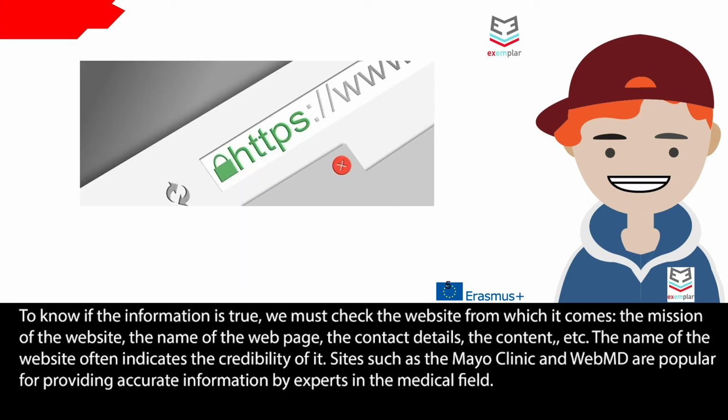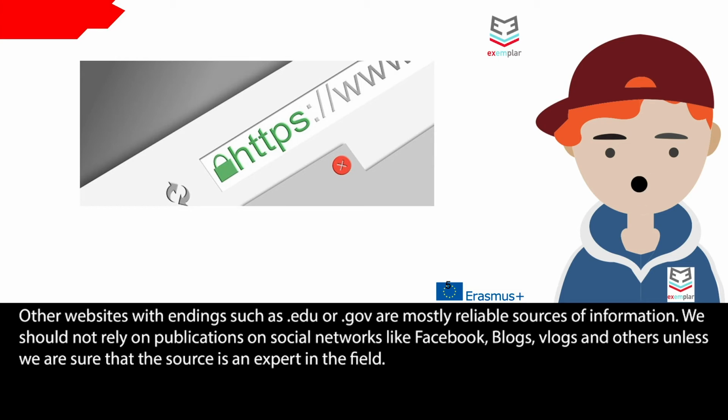To know if the information is true, we must check the website from which it comes, the mission of the website, the name of the web page, the contact details, content, etc. The name of the website often indicates the credibility of it. Sites such as Mayo Clinic and WebMD are popular for providing accurate information by experts in the medical field. Other websites with endings such as .edu or .gov are mostly reliable sources of information.